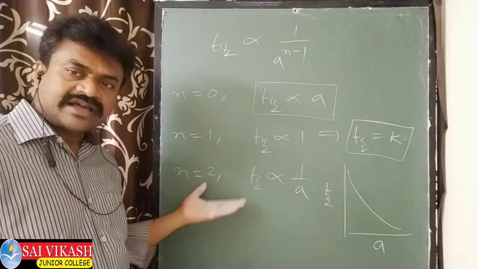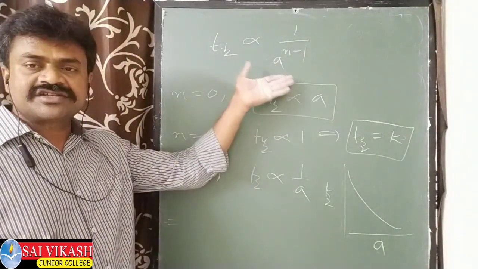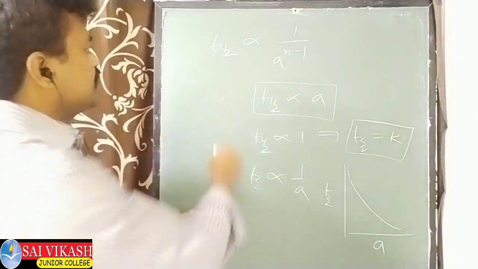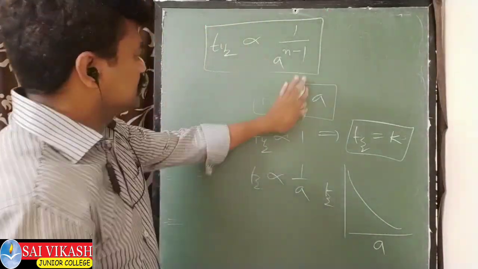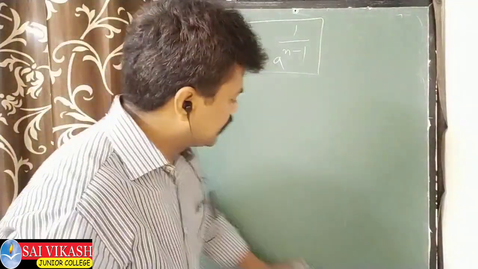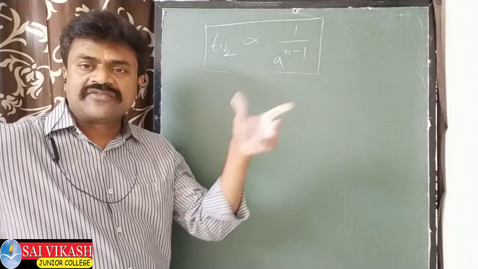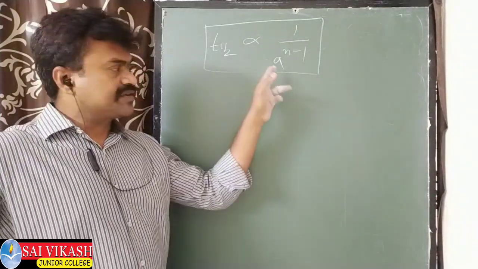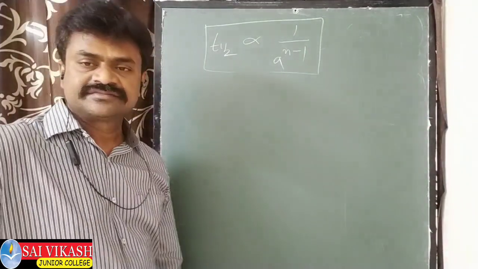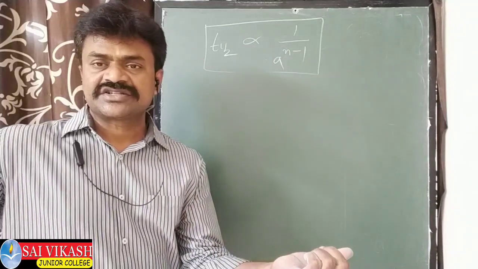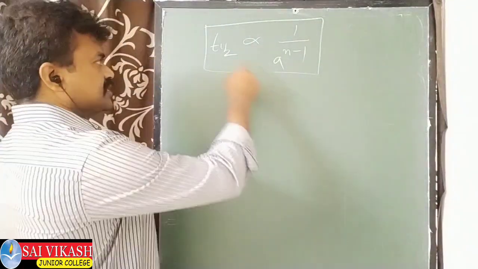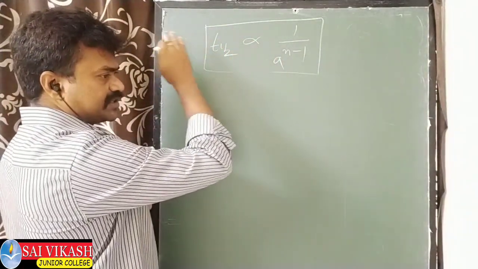Now for third order, again it will be inversely proportional, like that. Now this formula is very important. How it is used: in some objective questions they will give different half-lives and different initial concentrations, and they will ask the order of reaction. In that case, you can use this formula. Apply this for the two cases.